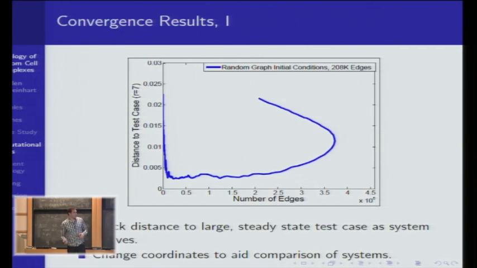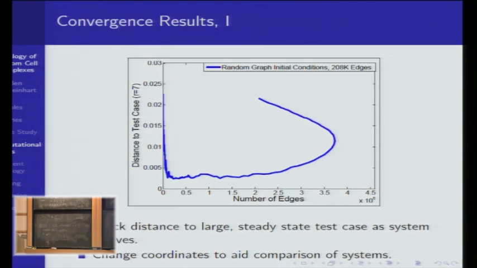Instead, we're going to look at the number of edges versus distance to the test case. So this is a little confusing. I reverse the direction in which it converges because generally the number of edges is going to decrease. In this particular case, it actually, so we start here.